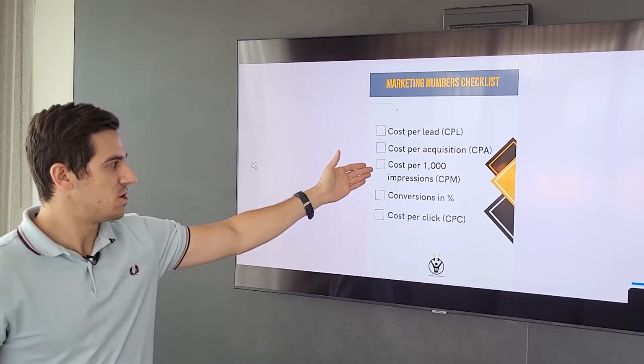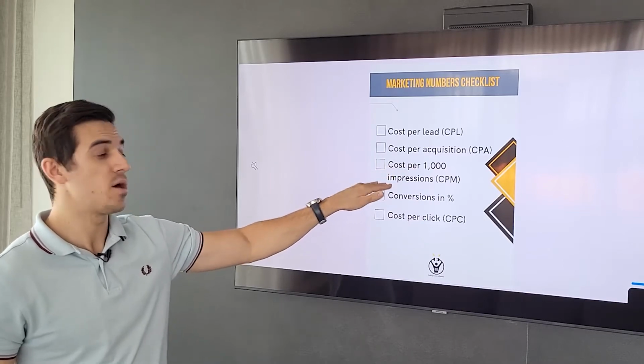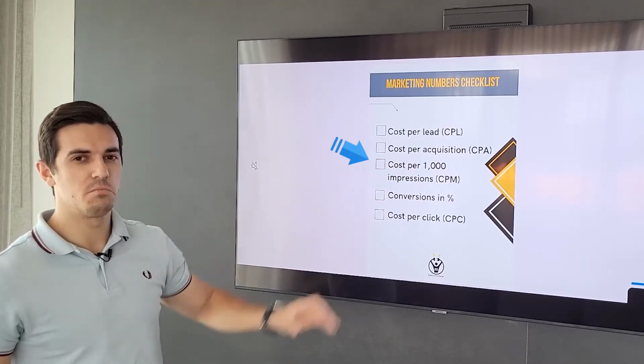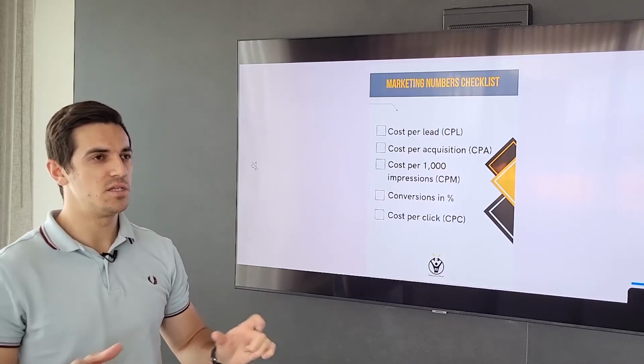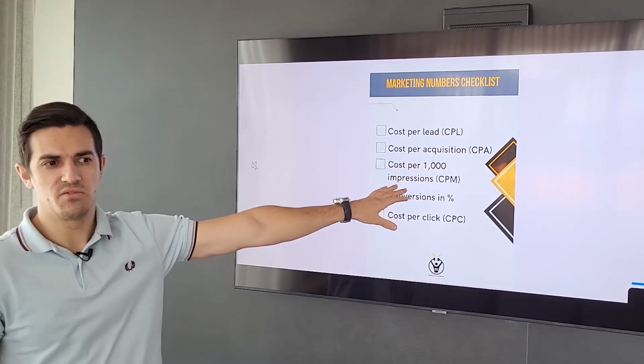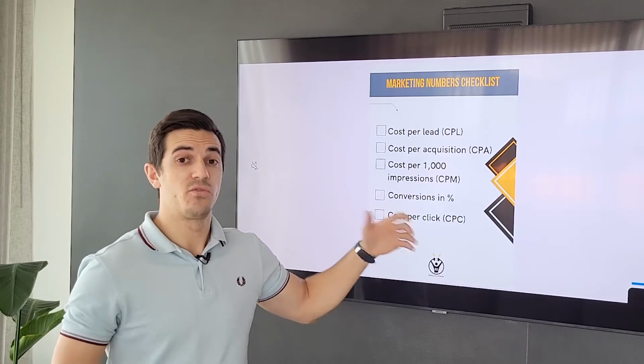In the case of CPM, which is cost per 1,000 impressions, that really differs between different platforms, I would say, because the CPM on TikTok is, I believe, 3 or 4 times cheaper than on Facebook or Instagram.